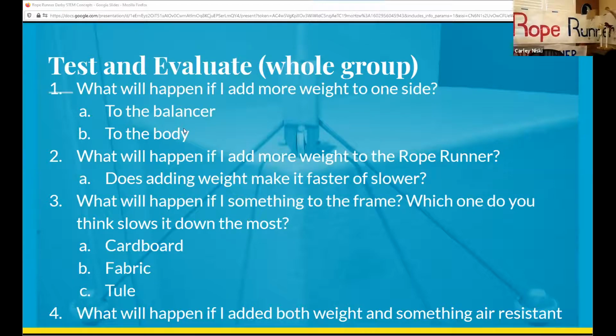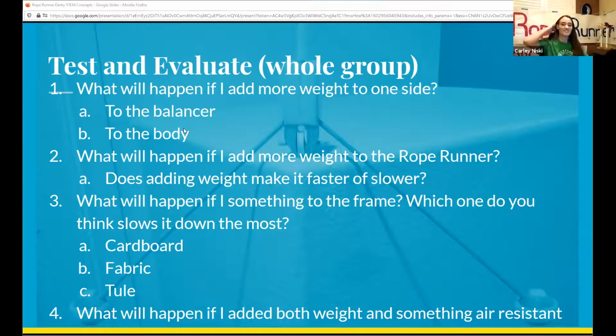Oh, it's falling. Okay, it's broken. It's okay. Okay, so what do you think? Did adding the weight make the rope runner move faster or slower?